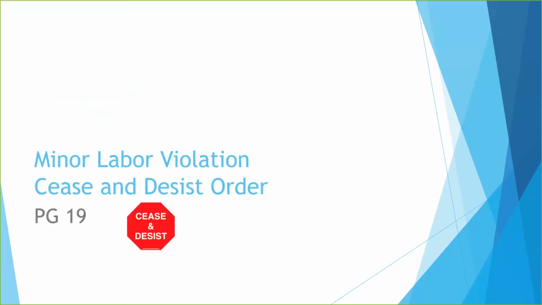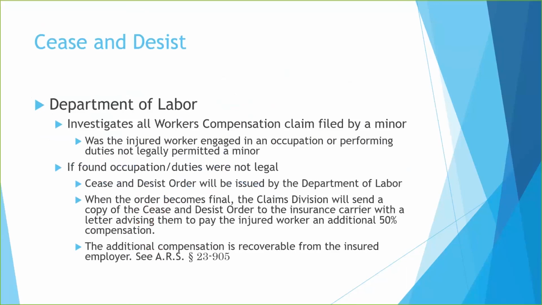And last but not least, the minor labor violation cease and desist order. The Department of Labor investigates all workers' compensation claims filed by a minor. They investigate whether or not the minor was engaged in an occupation or performing duties not legally permitted as a minor. If found that they were performing duties illegally, a cease and desist order will be issued by the Department of Labor. When the order becomes final, the Claims Division will send a copy of the cease and desist order to the carrier with a letter advising them to pay the minor injured worker an additional 50% compensation. All comp is paid at a rate of 150%, or time and a half. The additional compensation is recovered from the employer.